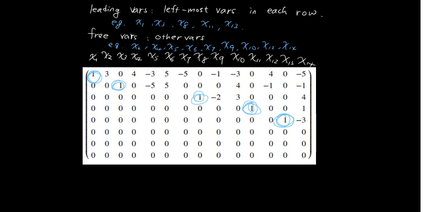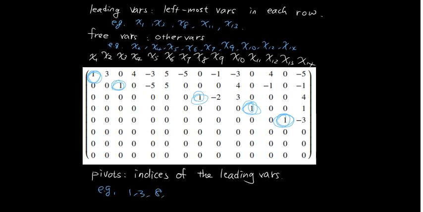Now I want to introduce the last term. It's called a pivot. Pivot 就支点的意思 or 轴心. Pivots are basically the leading variables, but they record the indices, 它的逐标, of the leading variables. So in this case, it is 1, 3, 8, 11, and 13.